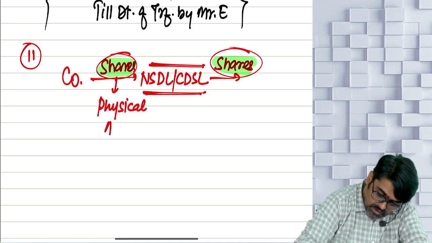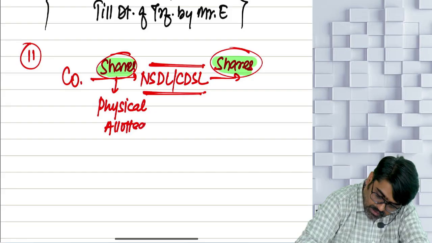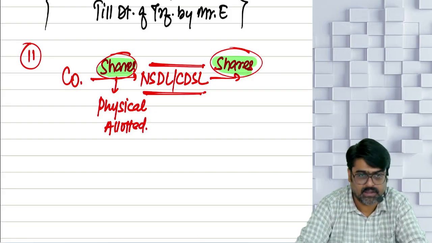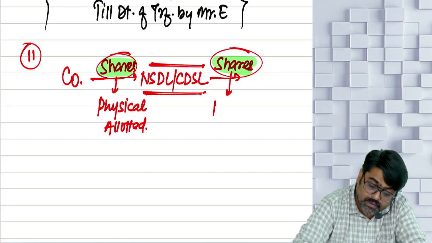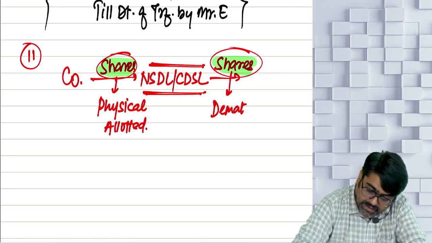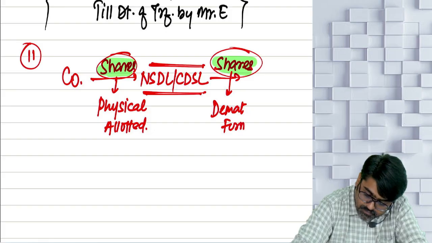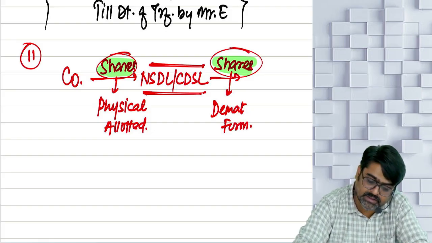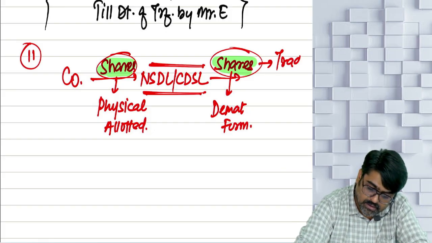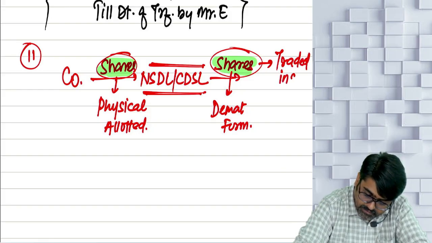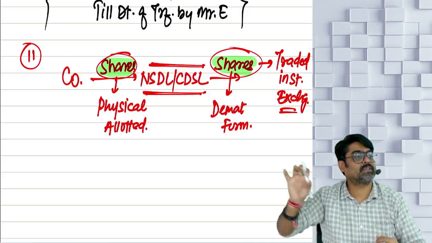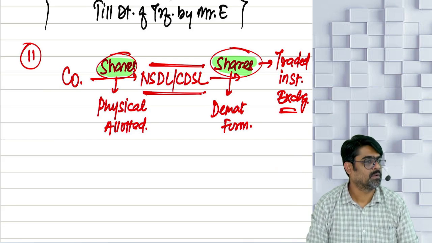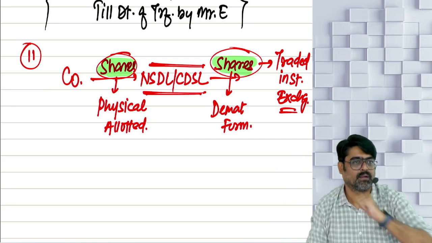Physical shares allotted to whom? Allotted to the depository, CDSL, NSDL. These shares will be converted into demat form. And now in this demat form, meaning this electronic form, these shares will be traded in the stock exchange. Buying and selling of these shares will take place. Understanding or not what is happening?